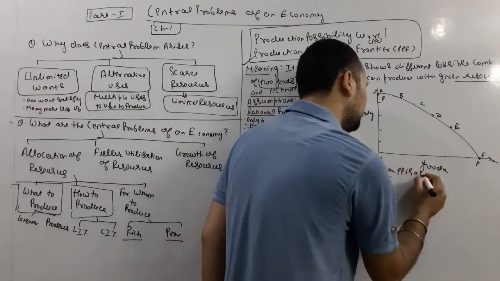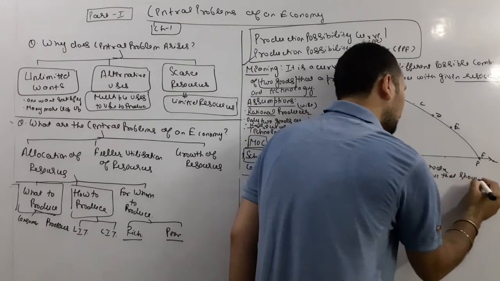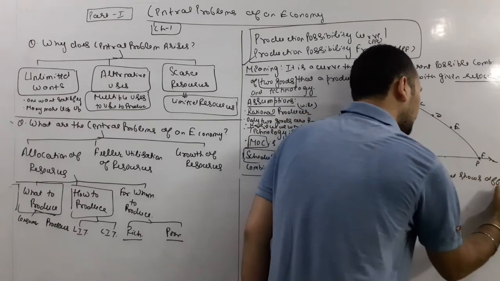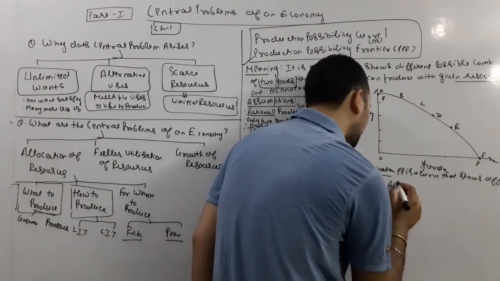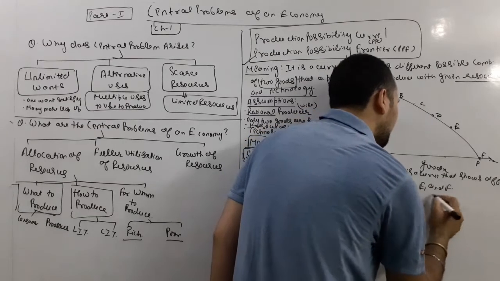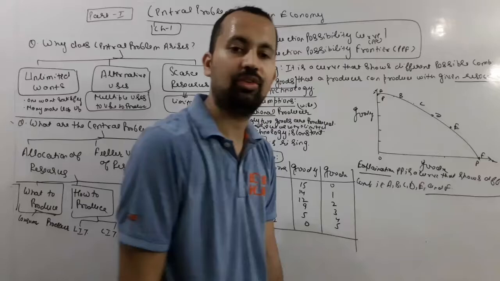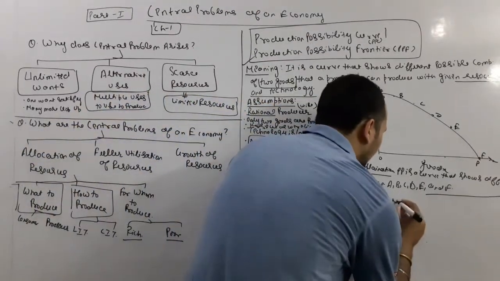PPC is a curve that shows different combinations, that is A, B, C, D, E and F, that a producer can produce with given resources and given technology. Now the next most important part, that is MOC.